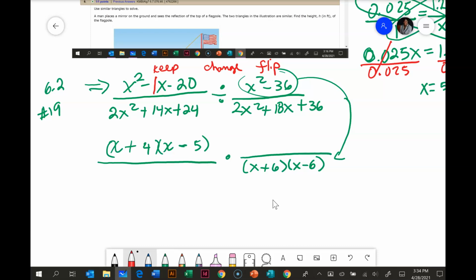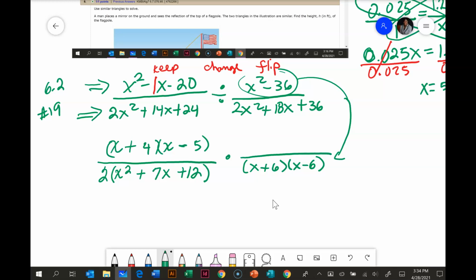All right, so let's move on to 2x squared plus 14x plus 24. I notice immediately all of those numbers are even, so I know I can divide by 2. So I'm going to take out the greatest common factor first: 2 times x squared plus 7x plus 12. We'll come back to that because we're not done factoring.